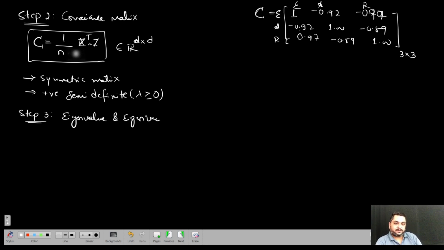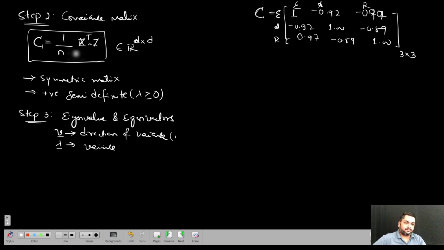Why do I need to find eigenvalues and eigenvectors? I want to find the principal components. For that I have my covariance matrix. The eigenvector, let us indicate it as V, gives the direction of variance. My lambda will give the variance value. Lambda is a scalar, and V is a vector. The eigenvector gives the direction of the variance, the principal axis, different principal axes. Later we'll select which one is the best.